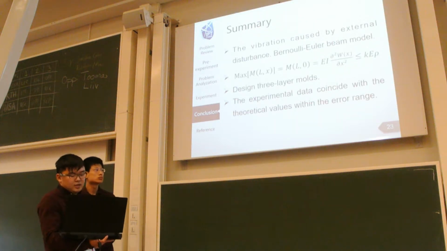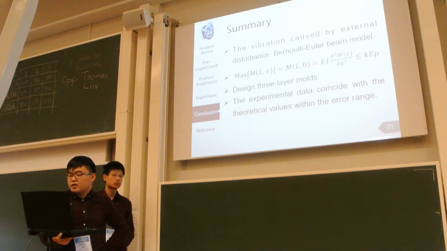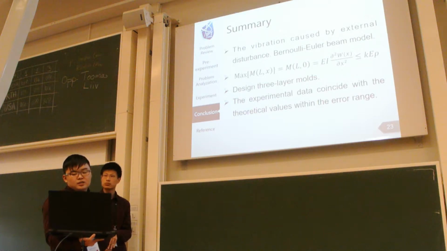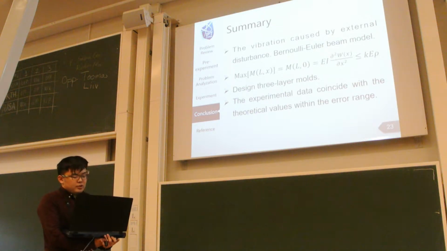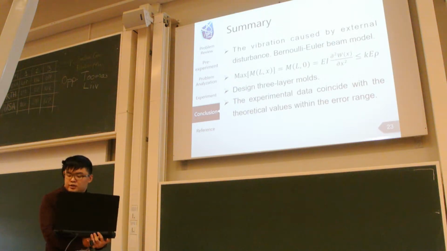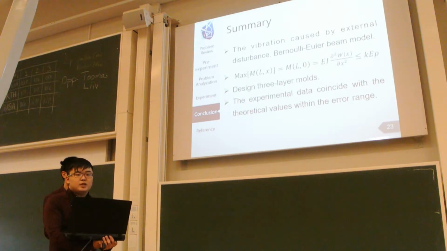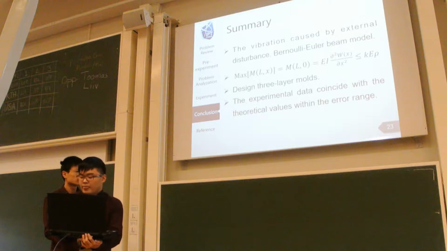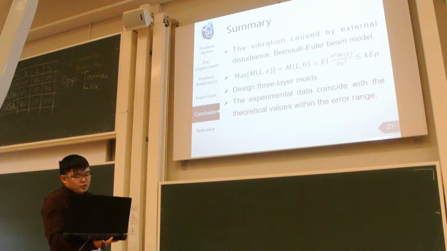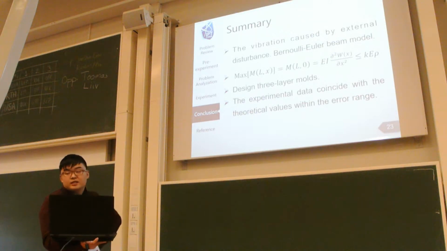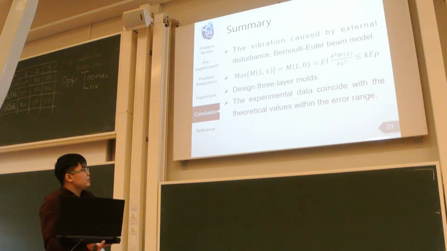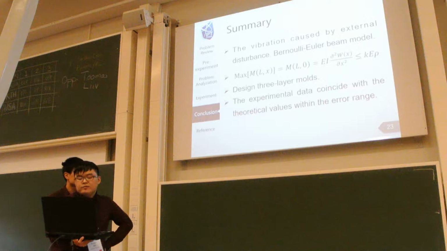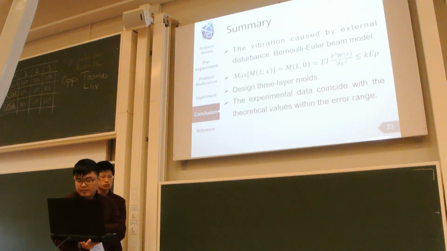Here is the summary. We found that the main cause of the collapse is the vibration caused by external disturbance. We used the Bernoulli-Euler beam model to analyze it and found a relationship between the tower's height and the natural frequency, the elastic modulus, and the bricks' density. We designed special molds to produce gummy Lego bricks and designed our 3 experiments. Finally, the experimental data coincide with the theory value within the error range.